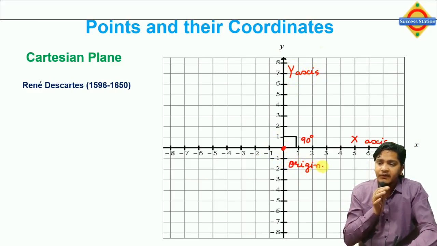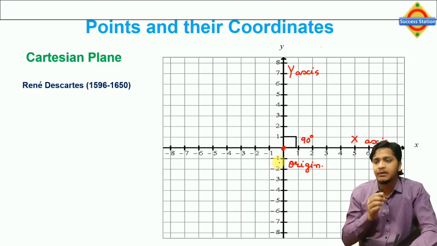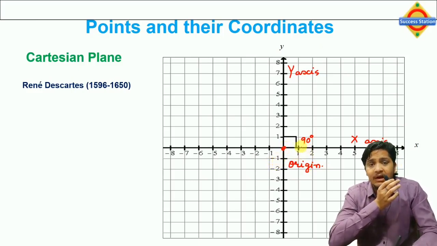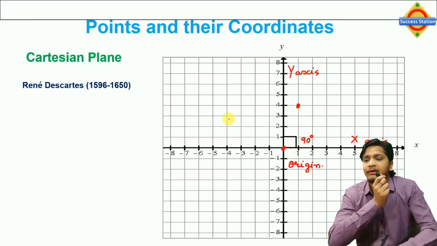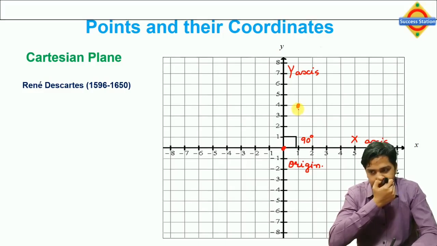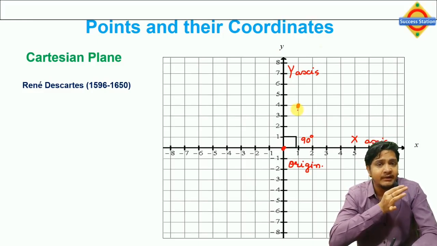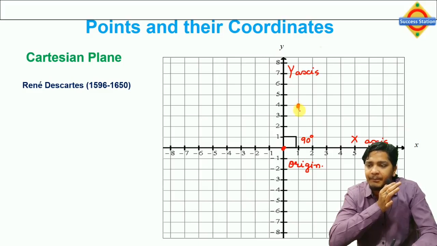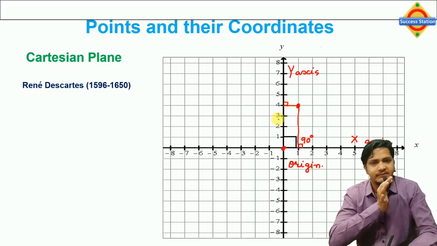Clear? The point where they meet is called the origin. Okay. Now, I want that there is some point over here. Now, you want to know the address of this point, right? So what system did René Descartes find? He told that there should be a perpendicular distance of this point from this horizontal line, and a perpendicular distance of this point from the vertical line, right?